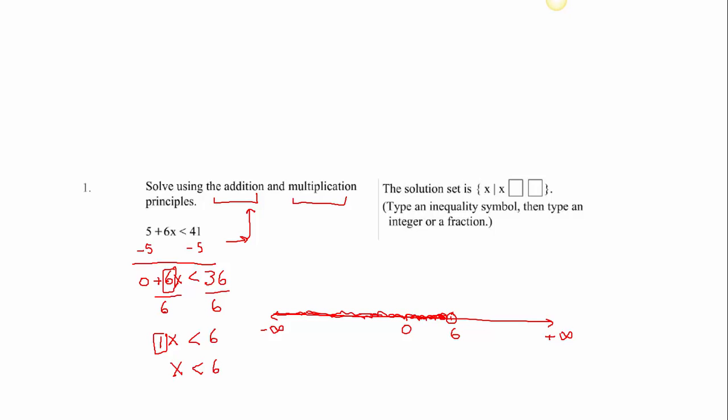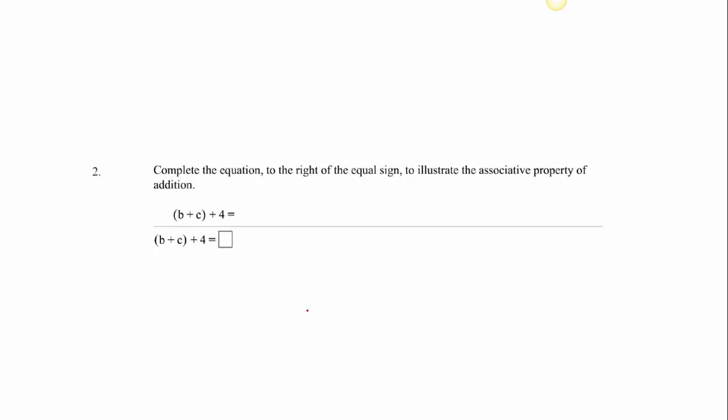Okay, let's move to the next slide. Complete the equation to the right of the equal sign to illustrate the associative property of addition. So let's talk about the associative property of addition. We have (A plus B) plus C is equal to A plus (B plus C).